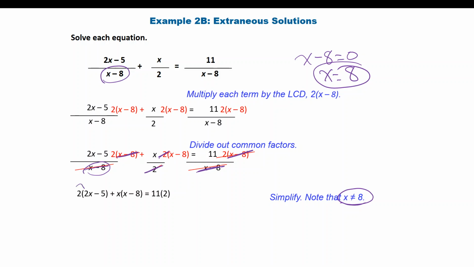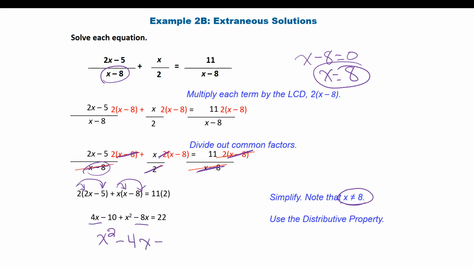We do that by distributing my 2 and then distributing my x. All right, and we end up with 4x minus 10x plus x squared minus 8x equals 22. Again, getting it into standard form, we're going to see that it's actually x squared, 4x minus 8x is minus 4x, minus 10 equals 22.